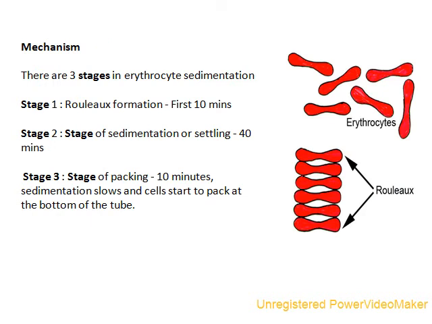Now we're going to look at the mechanism of how ESR takes place. There are basically three stages. The first stage is rouleau formation, which takes place in the first 10 minutes. As you can see in this diagram, rouleau formation means stacking of RBCs on top of each other. Then the second stage is the stage of sedimentation or settling. It takes about 40 minutes. And the third stage is the stage of packing. It takes about 10 minutes. This third stage takes place when sedimentation slows down and the cells start to pack at the bottom of the tube.